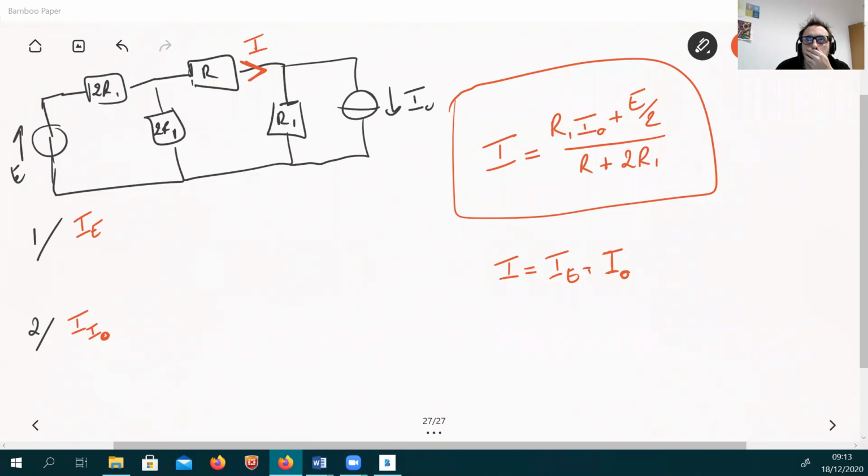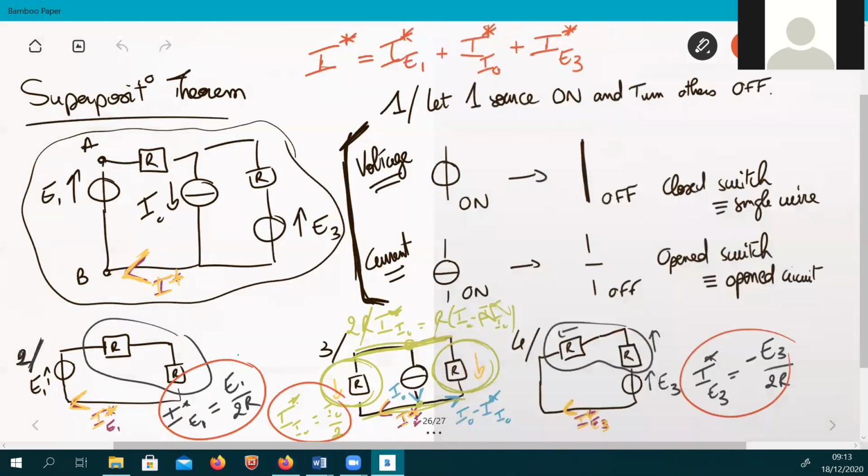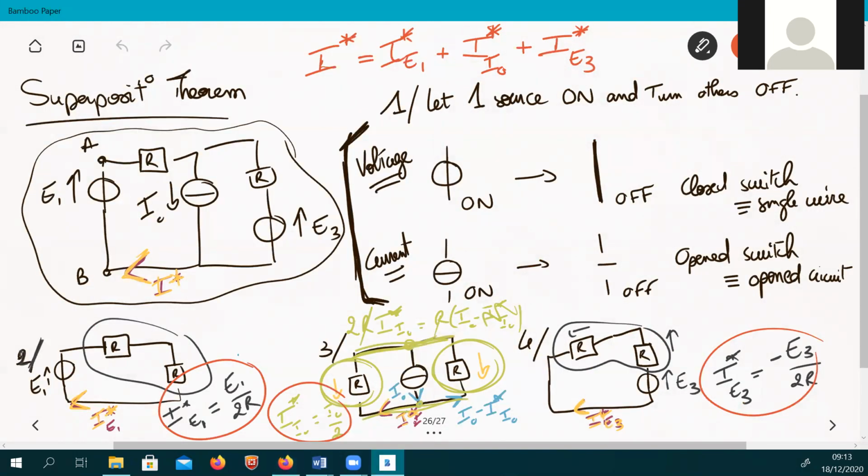Excuse me, I have a question. Yes. Sorry, I can't hear you well. It's about when you explain the superposition theorem. There was a circuit where you wrote, the number 3. You wrote that 2R I star I0 is equal to R I star minus I star 0, and I don't understand why.